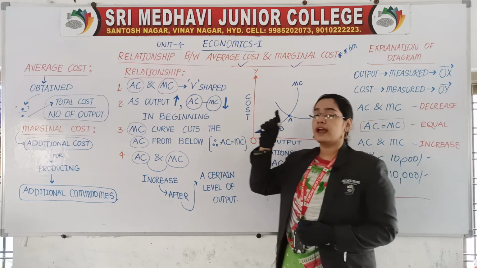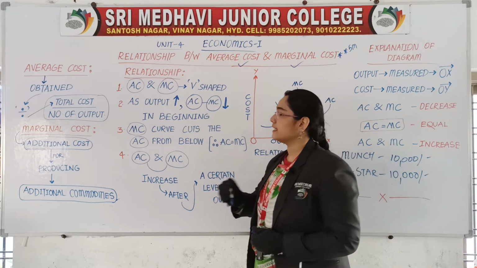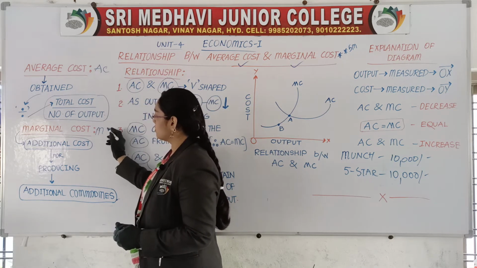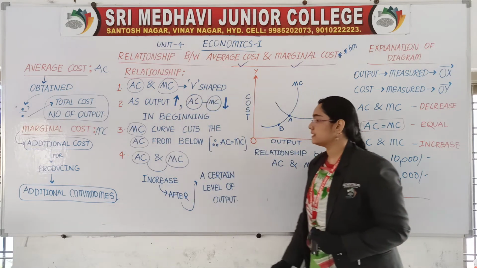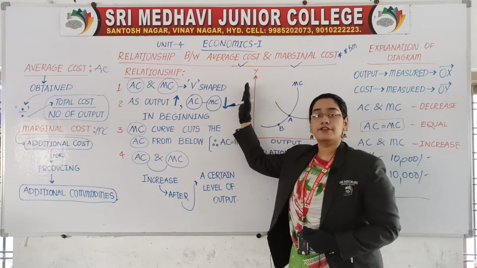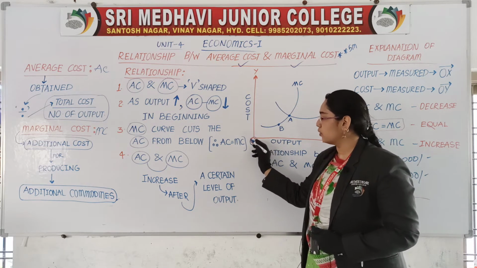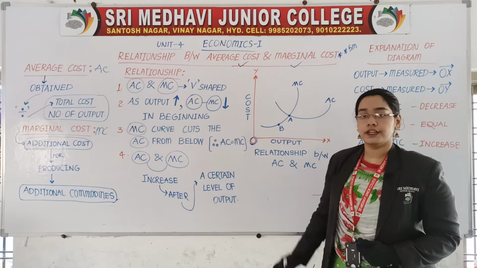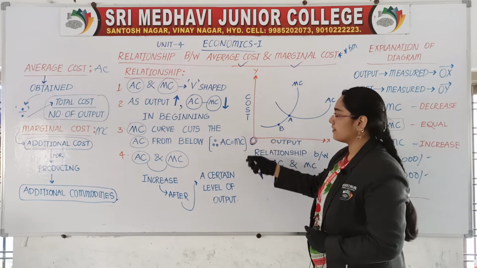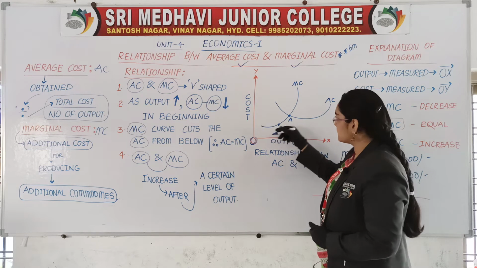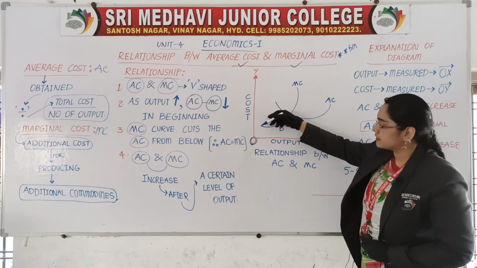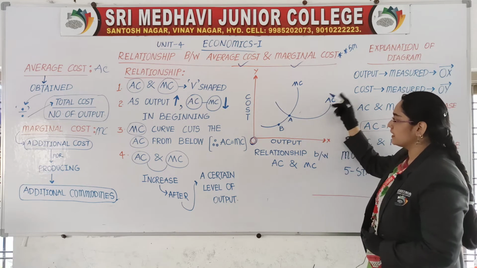The short form of average cost is AC, and marginal cost you can also say as MC. Just see the figure over here. This is the x-axis and this is our y-axis, and this is 0, that is nothing but the origin. On the x-axis we have output, on the y-axis we have cost. Now this is the MC curve and this is the AC curve, alright. This is the MC curve and this one is the AC curve.